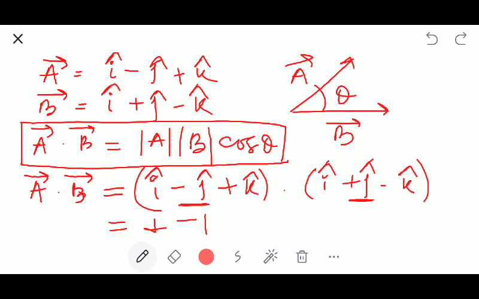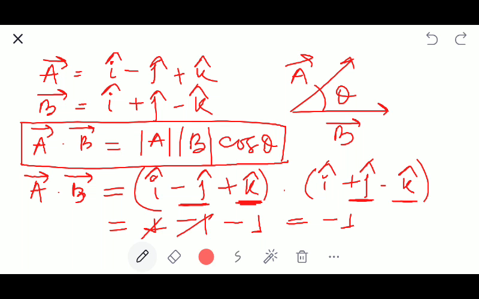Now the last part, that is k cap. The k cap has a coefficient of plus 1 in the first vector and minus 1 in the second. k cap dot k cap equals 1, you know that, and multiplying the coefficients gives minus 1. Now if you calculate the answer, it equals minus 1. That means the dot product I'm getting is minus 1, right?